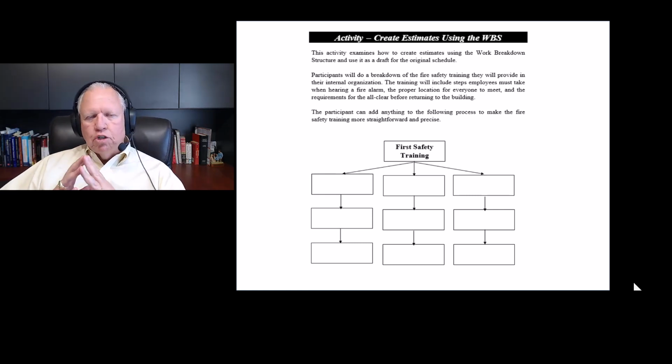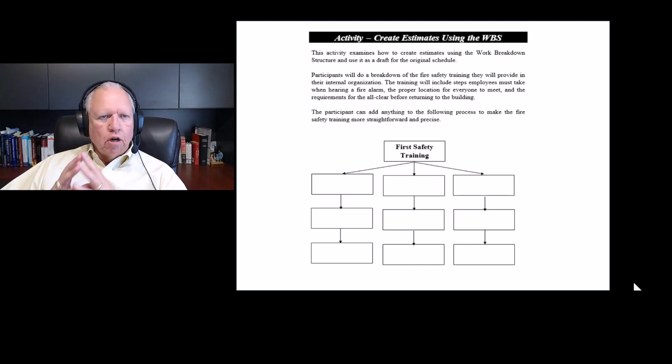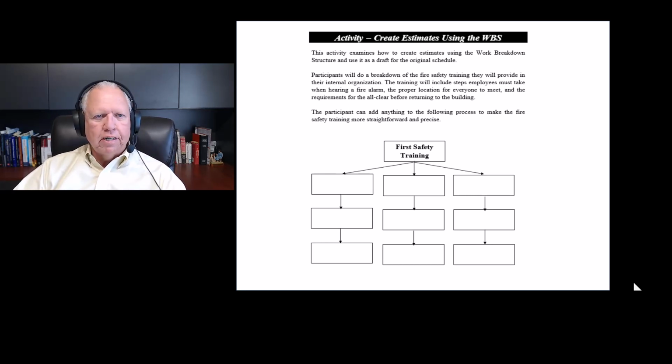The lowest level should be the work package level, and it should be no smaller than 8 hours, no larger than 80 hours. Now, your work package level is not an activity, so don't mistake it for that. An activity is what you do when you break the work package down further. So break it down to the work package level, 8/80, and then later on, in the real world, you can break that work package down into activities. So take a few moments and work on this activity.